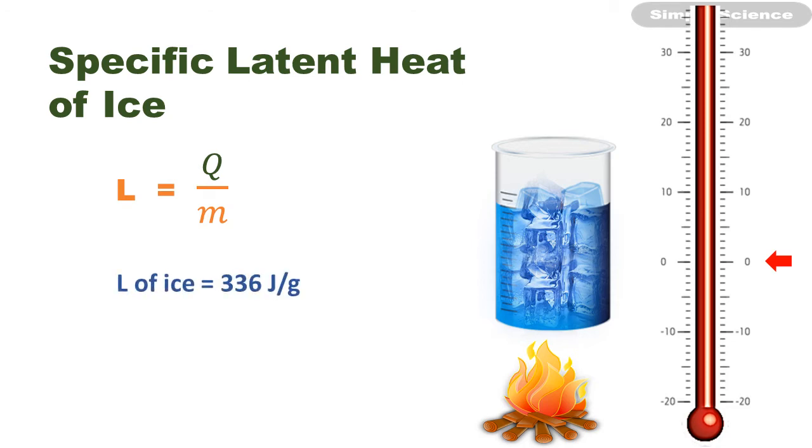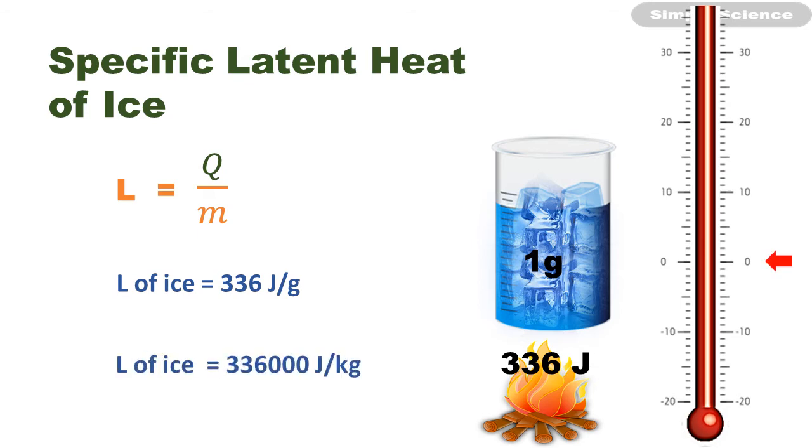Now, what is the value of specific latent heat of ice? The value of specific latent heat of ice is 336 joule per gram. What do you mean by this? If the question comes like, specific latent heat of ice is 336 joule per gram, what do you mean by this statement? That means 1 gram of ice will absorb 336 joules of heat energy to become water, or to completely melt at a constant temperature. During the change of state, temperature remains constant.